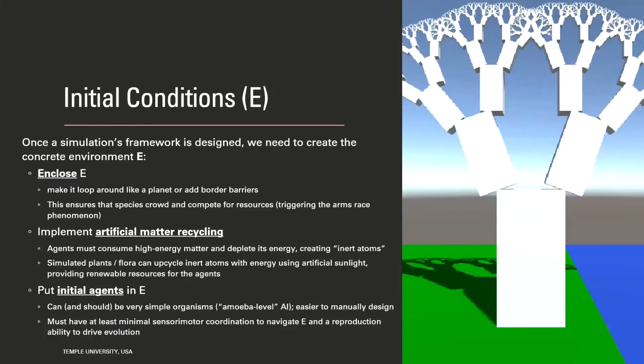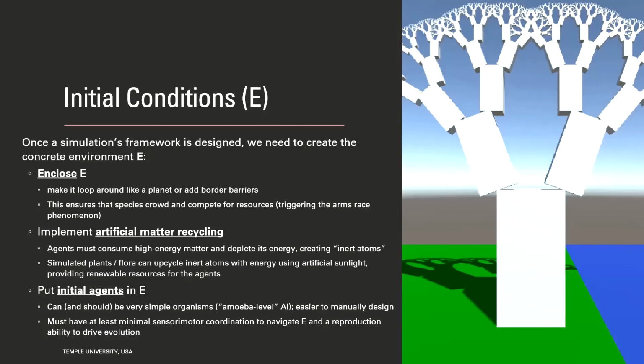Another important aspect is to implement a framework for artificial matter recycling, so that agents need to consume high energy matter. And when they do, they deplete its energy, creating inert atoms. And so a simulated flora framework, for example, could upcycle these atoms that are sapped of energy and restore them with energy using a mechanism like artificial sunlight, providing renewable resources for the agents. And then finally, you need to put your initial agents in E.